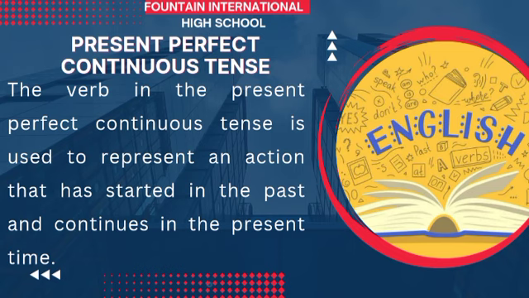The present perfect continuous tense is used to represent an action that has started in the past and still continues to the present moment, or in the present time. Can you see the difference? Present perfect continuous has started in the past, but still continues till the moment. Unlike present perfect tense, which is just an action that has been completed at the time of speaking.